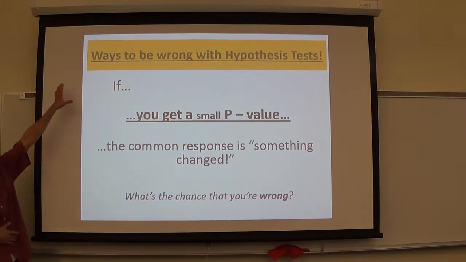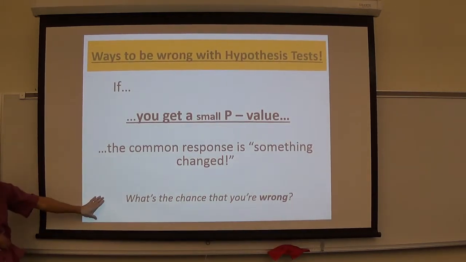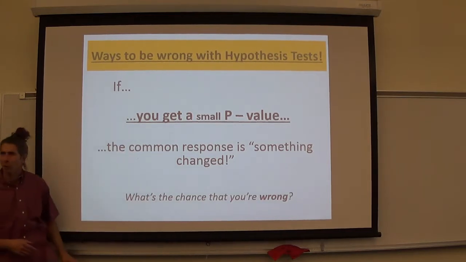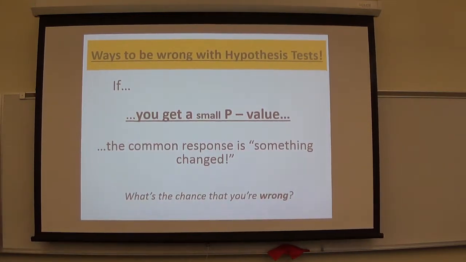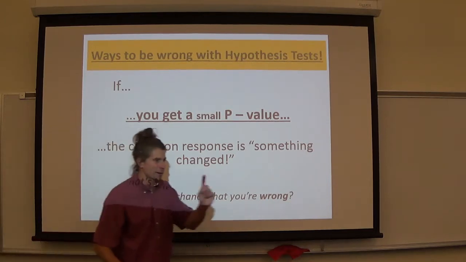So what's the way we can be wrong? We say something has changed. Well, we could be wrong, right? What's the chance? If we are at 95% confidence, the chance we're wrong, as it always has been, is 1 in 20. Very nice, 5%.